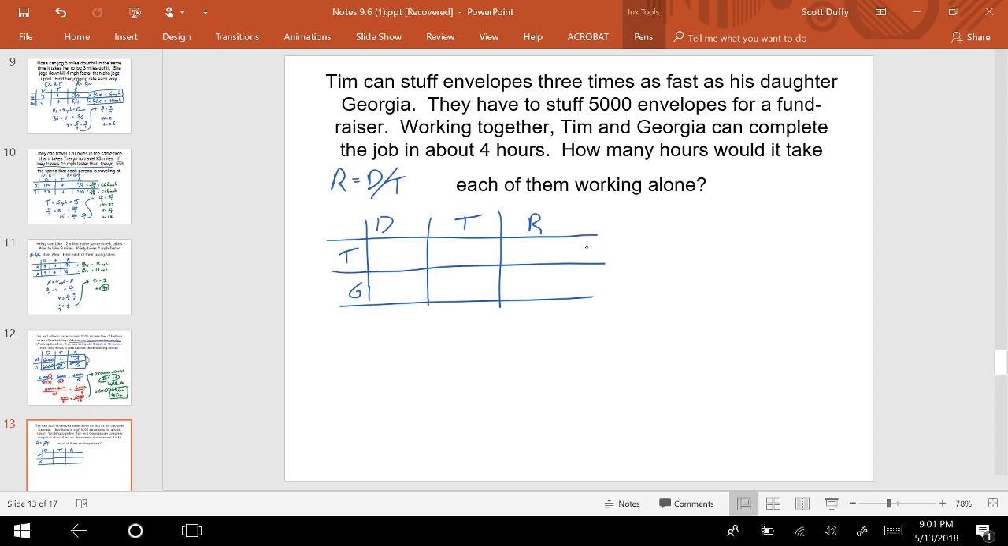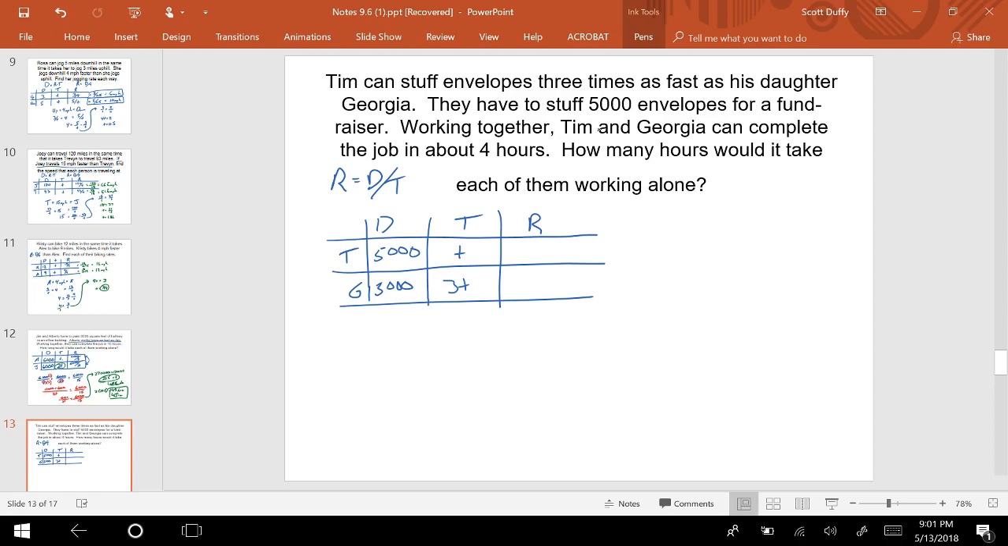so if Tim was working alone, he'd have to stuff 5,000 envelopes in a certain time. And then if Georgia was working alone, she'd have to stuff 5,000 envelopes in a time that is 3 times as long as her father. If he stuffs them 3 times as fast, she's 3 times as slow, taking 3 times as long.